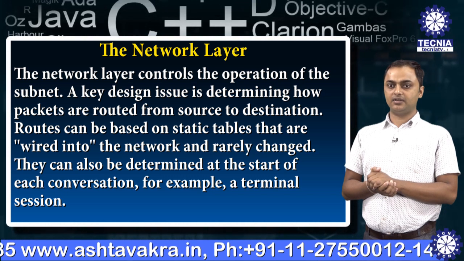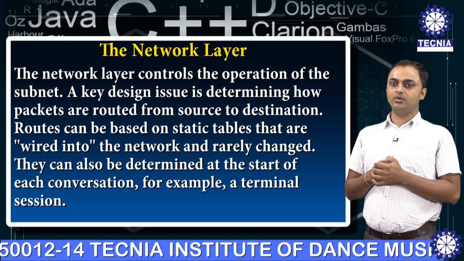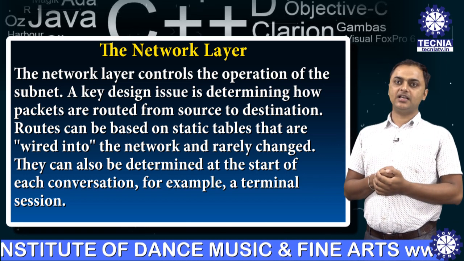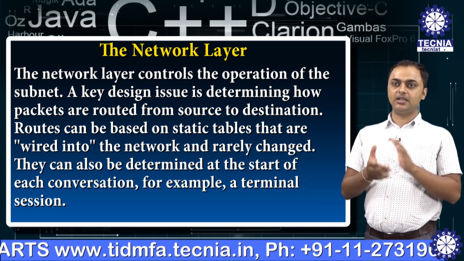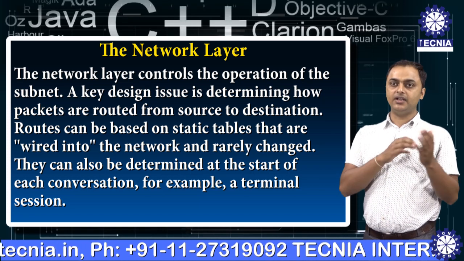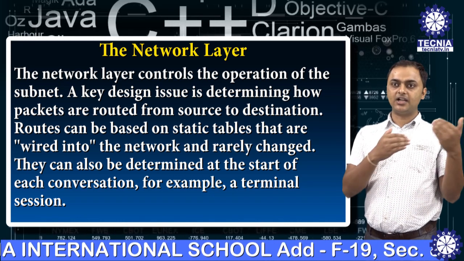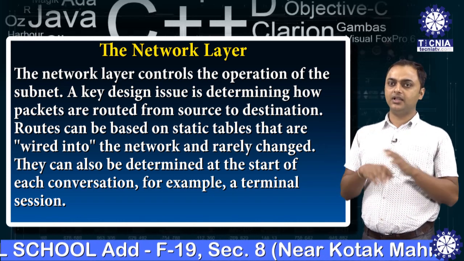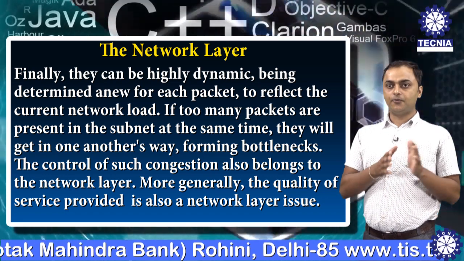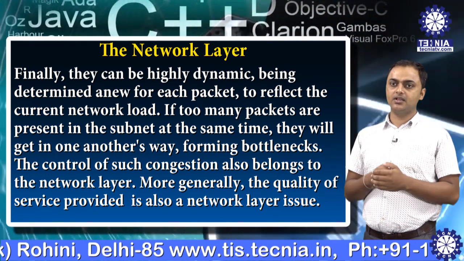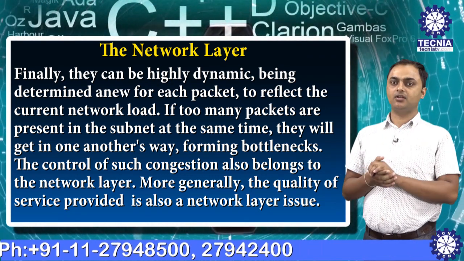Next layer is the network layer. The network layer controls the operation of the subnet. A key design issue is determining how packets are routed from source to destination. The routes can be based on static tables that are wired into the network and rarely changed. They can also be determined at the start of each conversation, for example, a terminal session. Finally, they can be highly dynamic, being determined for each packet to reflect the current network load.